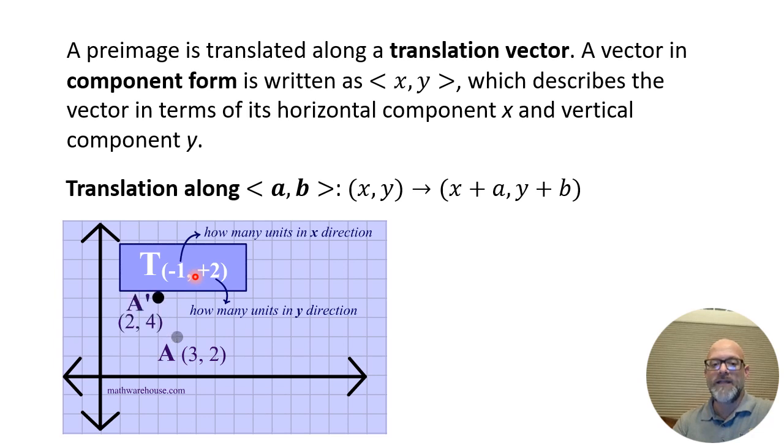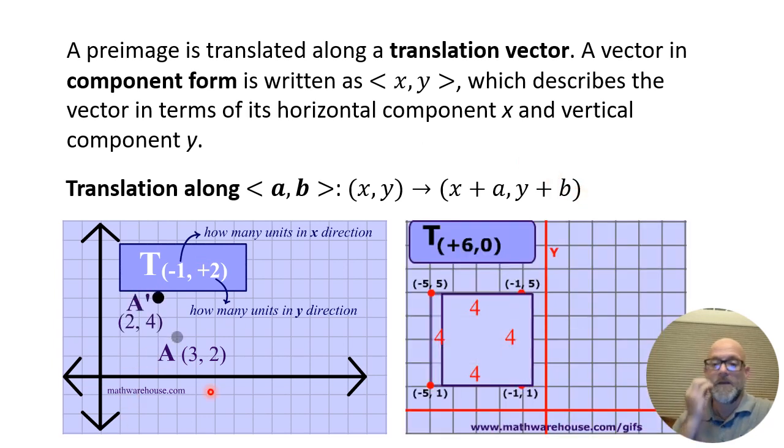Why does (3, 2) land at (2, 4)? According to this rule, well, if (x, y) was (3, 2), you'd get 3 plus negative 1, which is 2. And you'd get 2 plus positive 2, which is 4. So that's why you wind up at (2, 4).